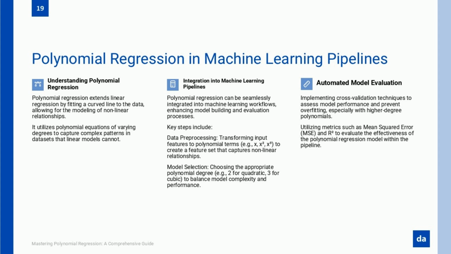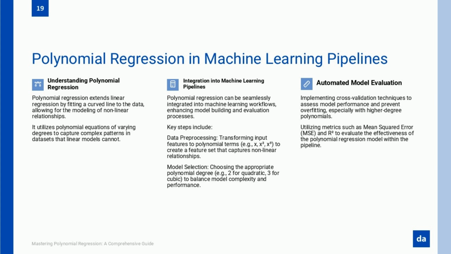Since polynomial regression generates additional features by raising input values to higher powers, proper feature scaling is essential to prevent some terms from dominating others. Standardization, where values are transformed to have a mean of 0 and a standard deviation of 1, helps prevent issues where higher degree terms become disproportionately large.